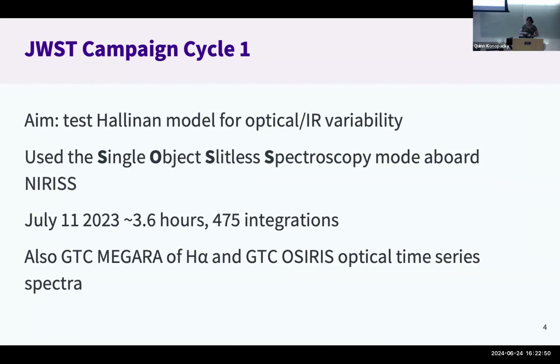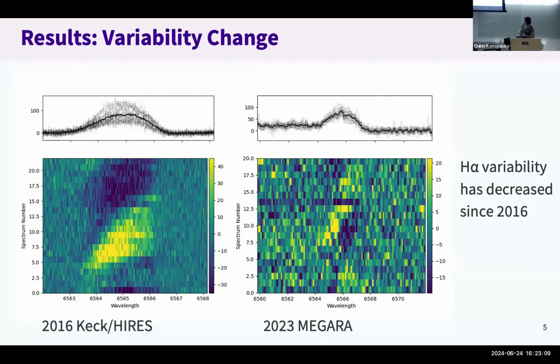To build on the work done back in 2015, our aim was to test the Hallinan model for optical and infrared variability using JWST. We managed to get over one rotation period of JWST spectroscopy using NIRISS, and we also managed to get optical coverage using GTC, MEGARA, and OSIRIS. Moving on to our results.